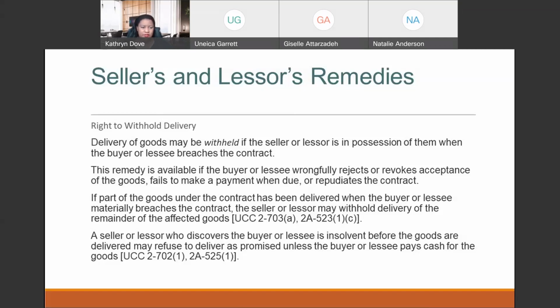One way this occurs is a seller who discovers the buyer is insolvent, or has filed for bankruptcy before the goods are delivered, may refuse to deliver as promised unless the buyer pays cash on delivery.